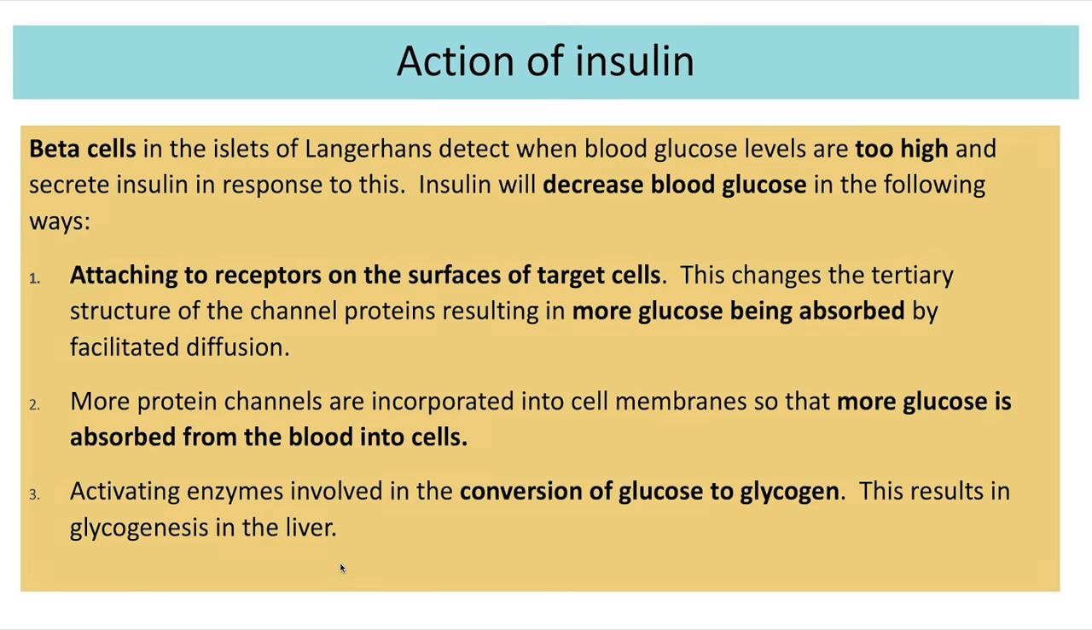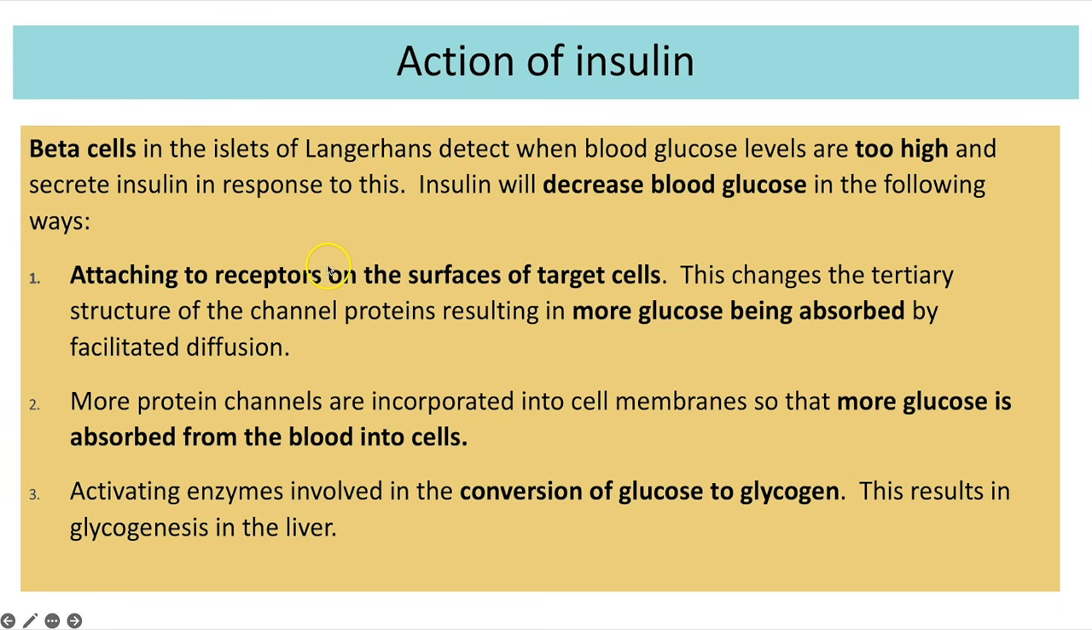Insulin, we said, is secreted by the beta cells in the islets of Langerhans when blood glucose levels are too high, so following a carbohydrate-rich meal. And it results in the decrease in blood glucose in the following ways. First of all, once it's secreted by those islets of Langerhans, insulin is transported in the blood and will bind to complementary shaped receptors, which are embedded in the cell surface membrane of the target cells and the target organs, which is mainly the liver cells.